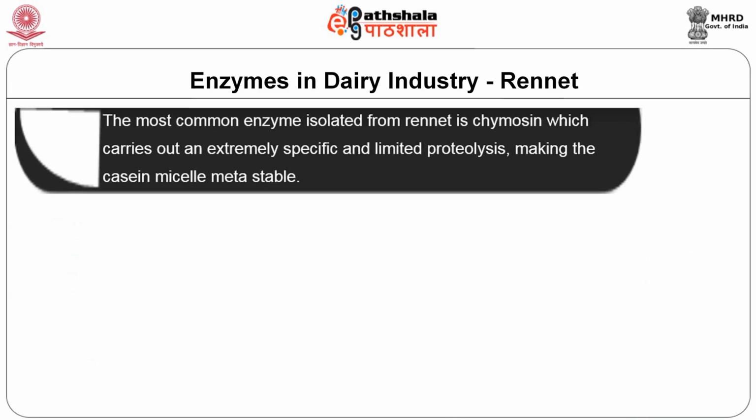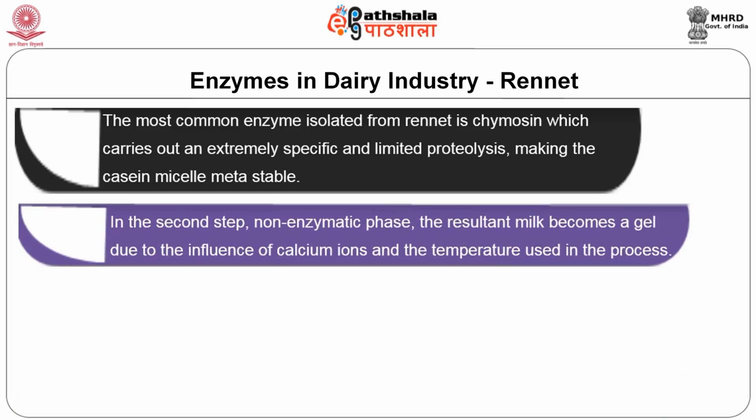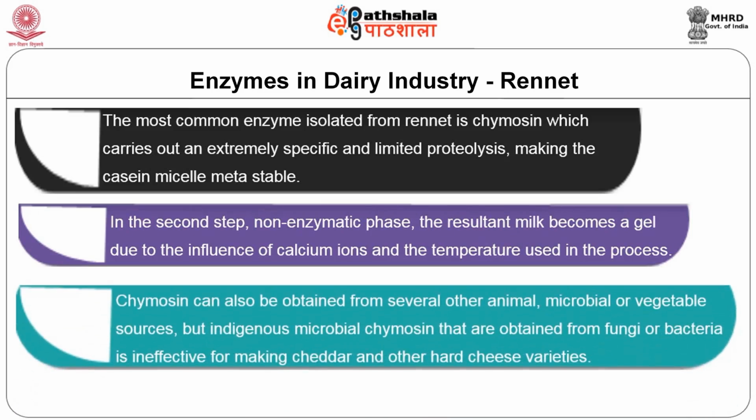The most common enzyme isolated from rennet is chymosin, which carries out an extremely specific and limited proteolysis, making the casein micelle metastable. In the second step, the non-enzymatic phase, the resultant milk becomes a gel due to the influence of calcium ions and the temperature used in the process. Chymosin can also be obtained from several other animal, microbial or vegetable sources, but indigenous microbial chymosin obtained from fungi or bacteria is ineffective for making cheddar and other hard cheese varieties.